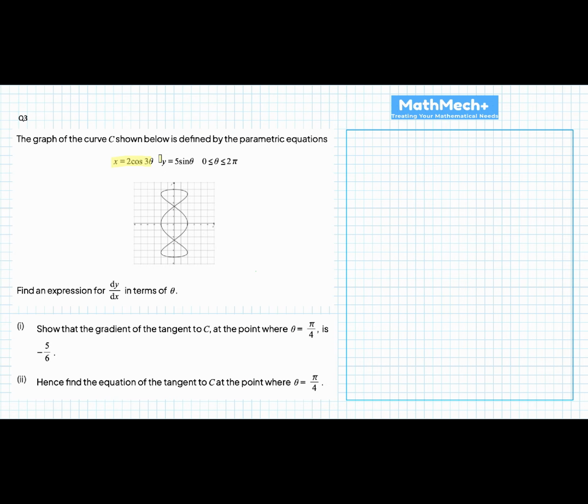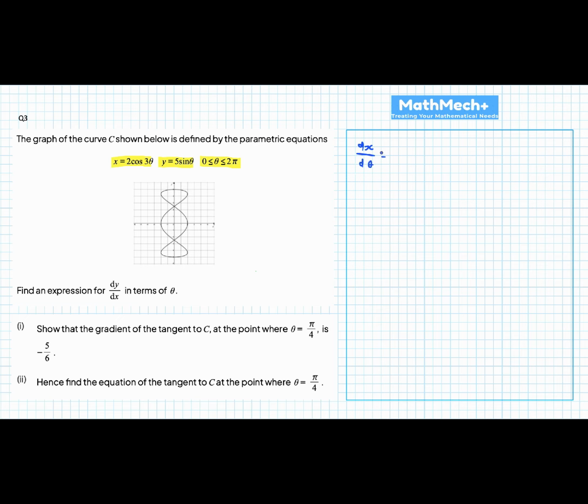This question on parametric equations involves trig functions. You'll need to know that the derivative of sine is cosine, and the derivative of cosine is minus sine, and we'll also be using the chain rule for our x variable.